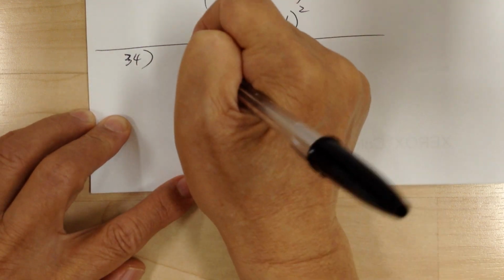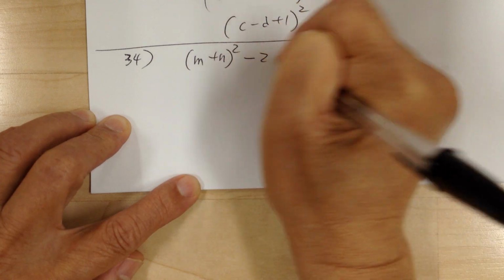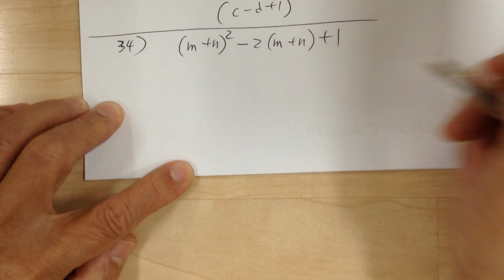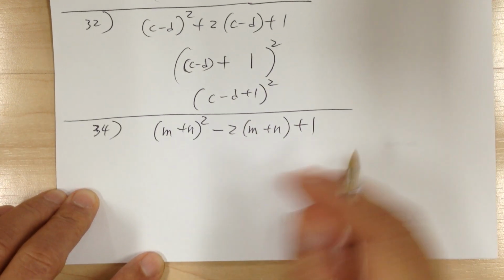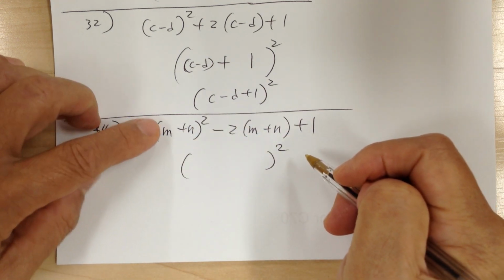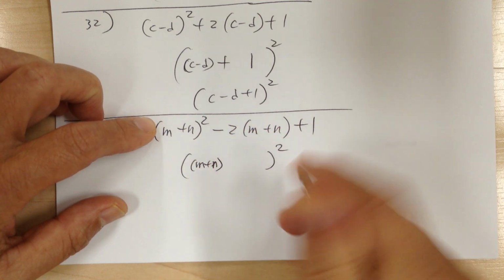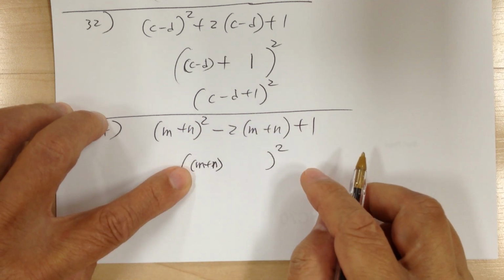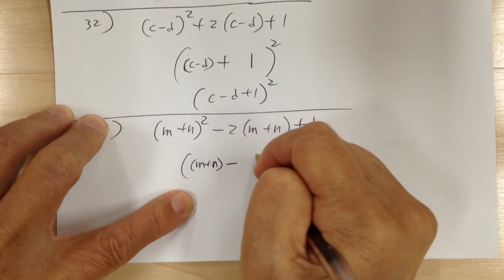Okay, 34. You have m plus n squared minus 2 times m plus n plus 1. Again, step 1, common factor, cannot. So go to step 2, again 3 terms. Let's check for the perfect square. To get that, I need m plus n, right? m plus n in parentheses squared will give you that. This will match the middle term, and to get 1, I need 1, right?